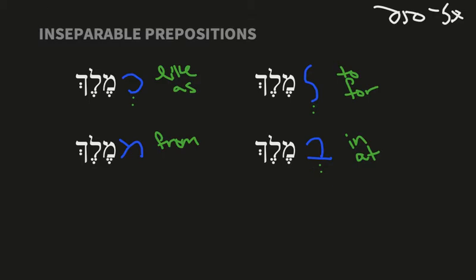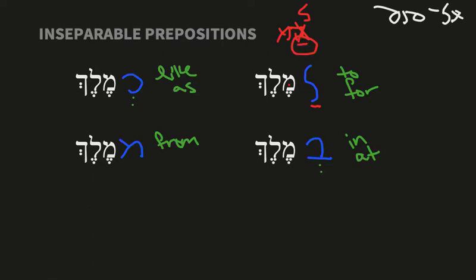When there is an article, though, so for example, if it was not to a king, but it was to the king, what we do instead is we don't use a compound shva, but we instead will use a patach, and we will double the word. Basically, what's happening here is instead of ha-melech, we are replacing the article with the preposition, and it keeps that vowel at the bottom.